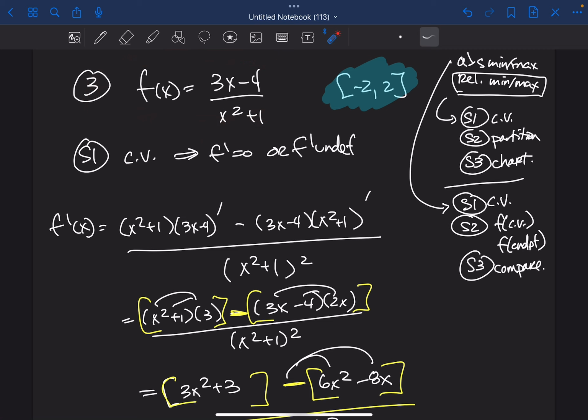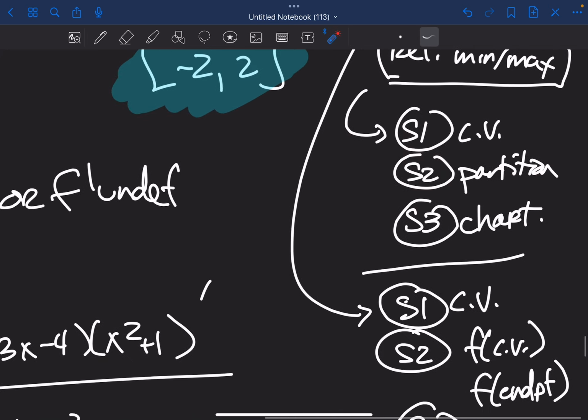Again, to remind ourselves, if we're finding a relative min and max, our process is going to be step 1 to find the critical values. Step 2, we are going to partition. Step 3, we're going to chart.